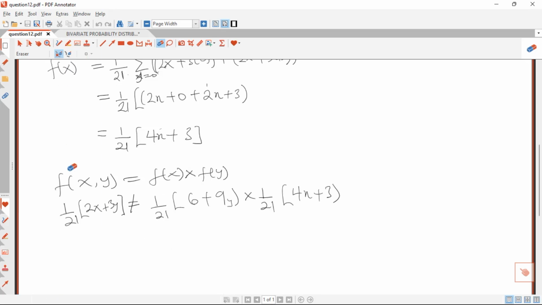For it to be independent, the joint must be equal to the marginal of x times the marginal of y. The joint must be equal to the multiplication of the marginals. Once you multiply the marginals, we see clearly that the multiplication of the marginals does not equate to the joint. Therefore x and y are not independent.